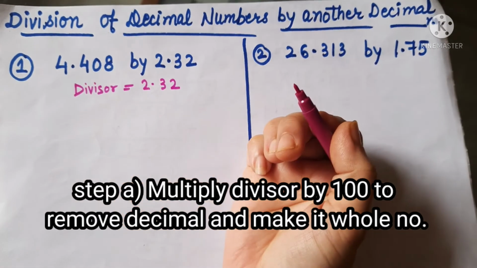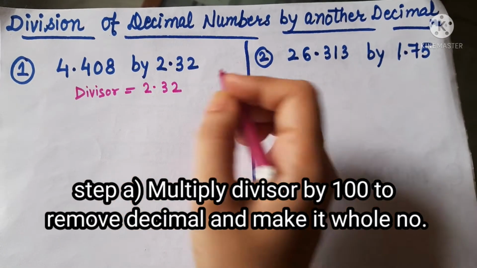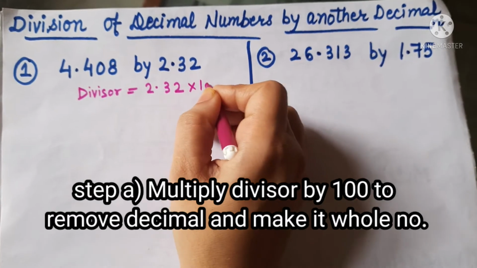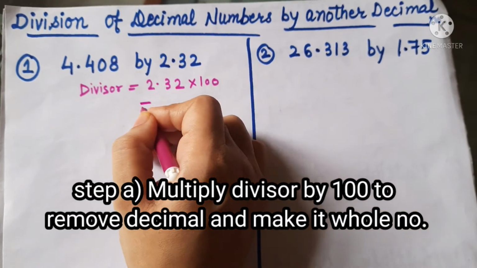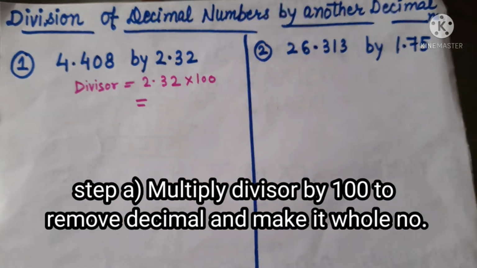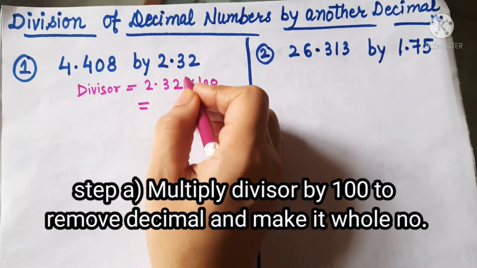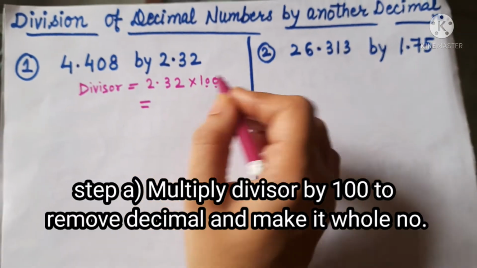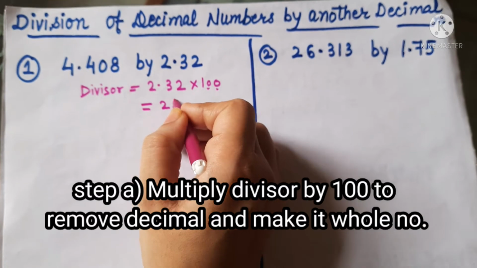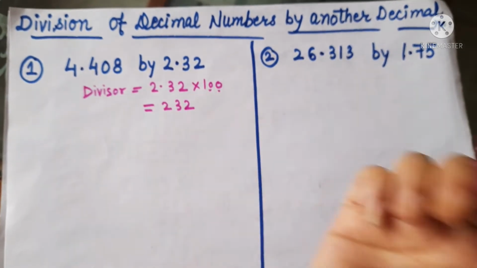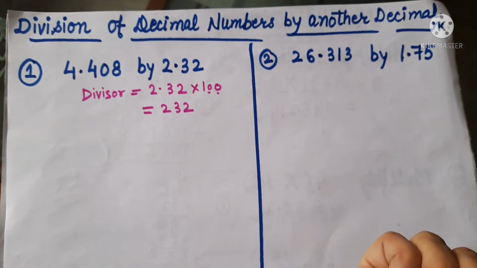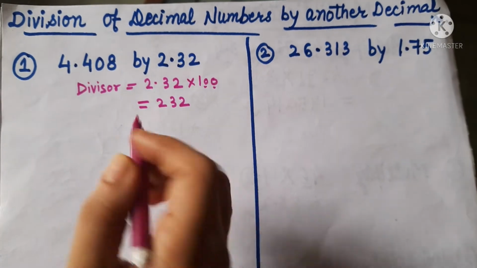The divisor is 2.32. What we will do? We will multiply it by 100. And you know, when we multiply a number by 100, the decimal will be shifted. Here are the 2 zeros, so the decimal will be shifted by 2 places. So 232 will be the divisor here.